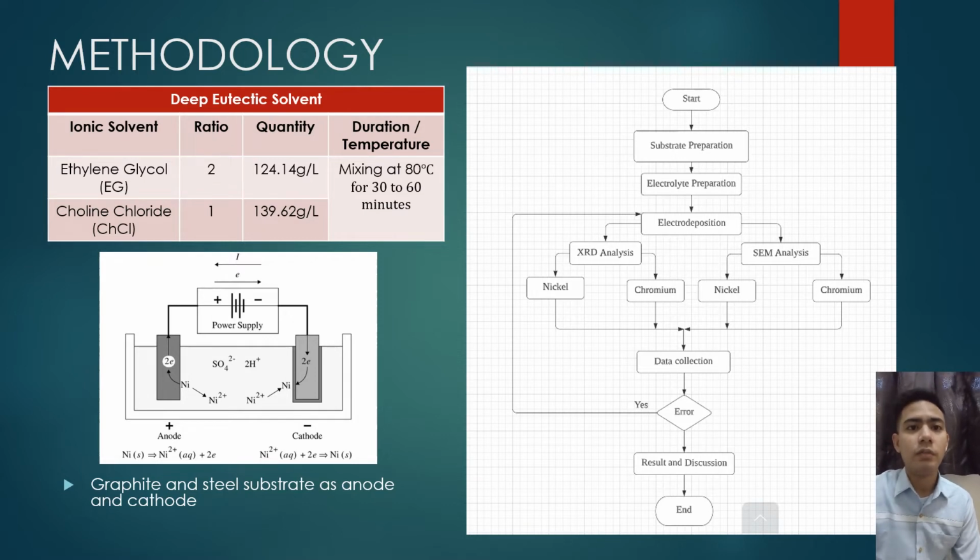Okay, on the right side of the screen, we can see a flowchart of the full process of my project, starting with the substrate preparation, then electrolyte preparation, going to the electrodeposition process, and then finally going to the XRD and SEM analysis to set up the results for my samples that have been done, and then go to the result and discussion.